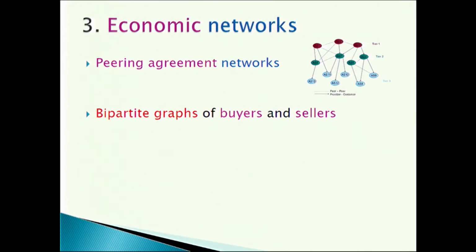And so economic considerations tend to affect the routing on these networks. It makes certain kinds of traffic more susceptible to cyber attacks. So there's this interesting interaction of the technology and the economic incentives on these networks. Okay, there are bipartite graphs of buyers and sellers. For example, you can have ad networks.